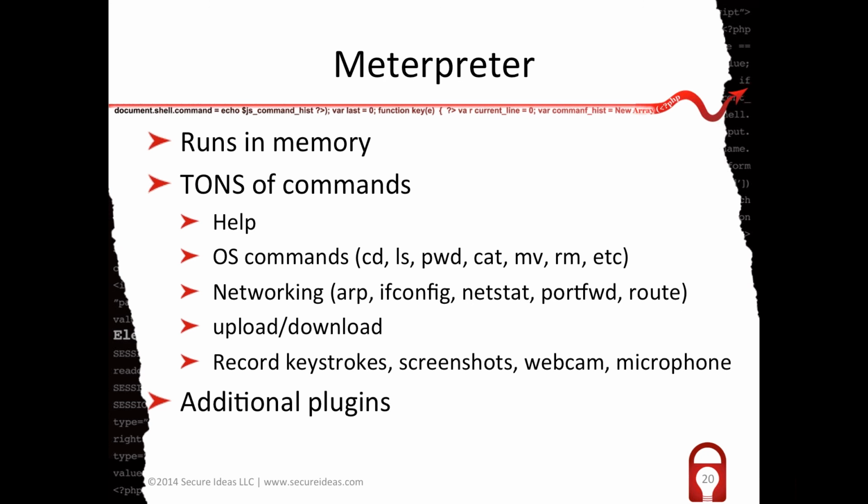So let's talk about Meterpreter for just a minute. Meterpreter, as I mentioned, is an advanced payload. It basically runs in memory. So that what happens is that most AV, not all AV, but most of the antivirus systems out there, they don't always see something running in memory until it actually touches the disk.